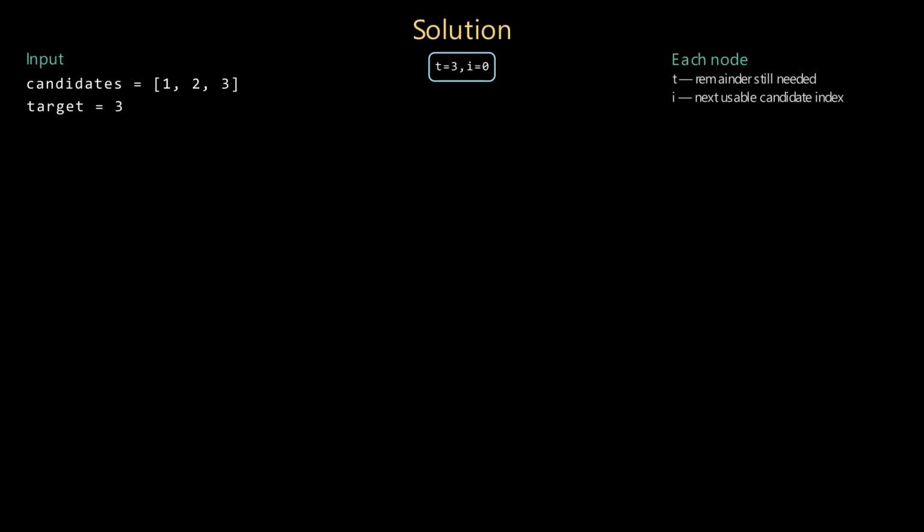Root state: 3 still to match, start index 0. We may branch by picking 1, 2, or 3 next; edge labels show the pick. From the parent we picked 1. Here remainder is 2 with start index 0, we may reuse that index or any index to its right in candidates.